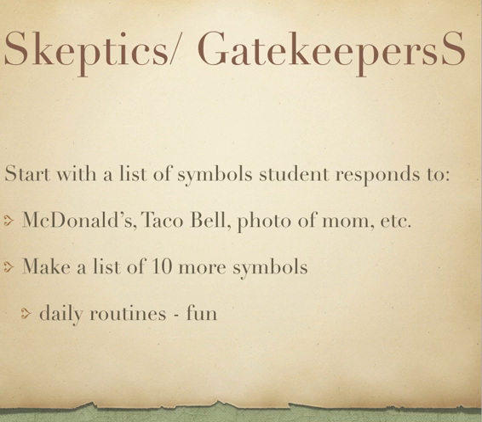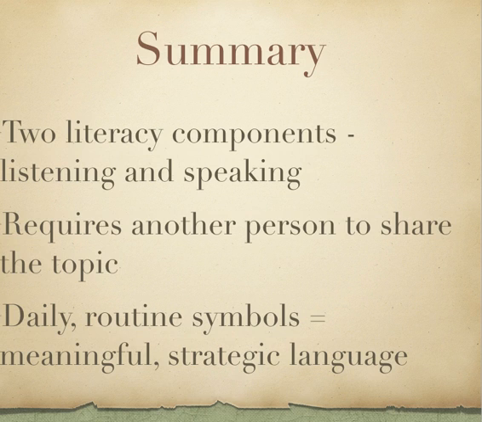So thinking about that is a good way to start with the social interaction within the activity to build the symbolic comprehension. So in summary, two of the literacy components are listening and speaking, which we're talking about tonight, which requires another person to share the topic with you. And when we build these listening and speaking components into daily routines that have symbols, we make that meaningful, giving access to strategic language.